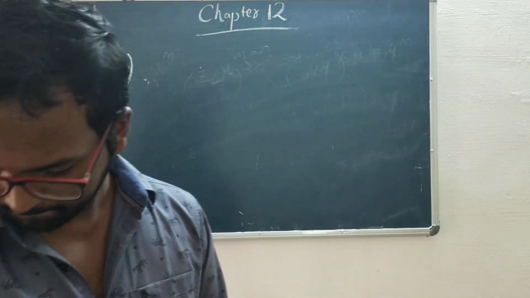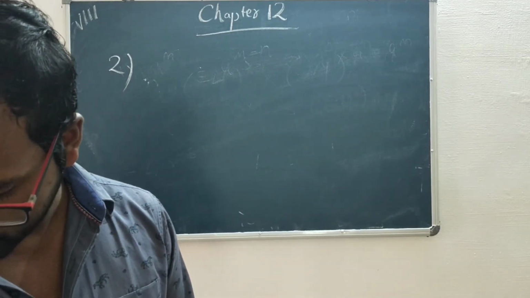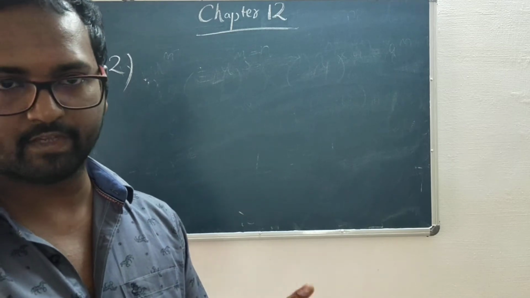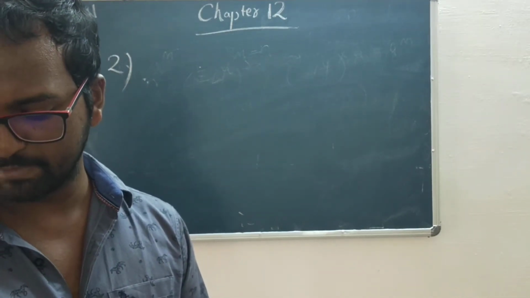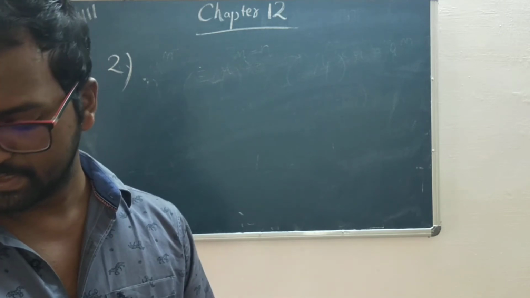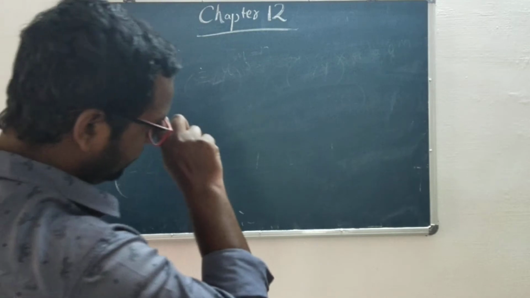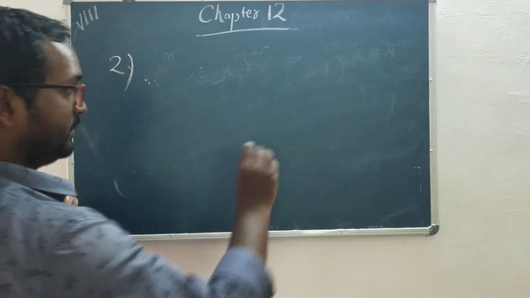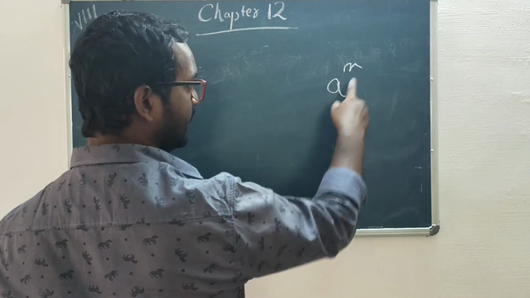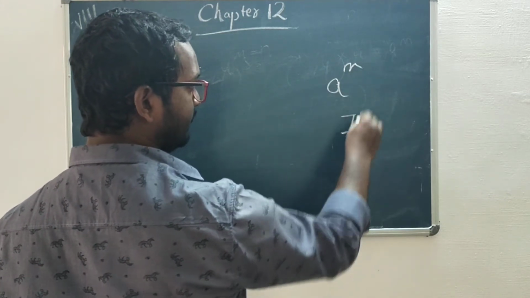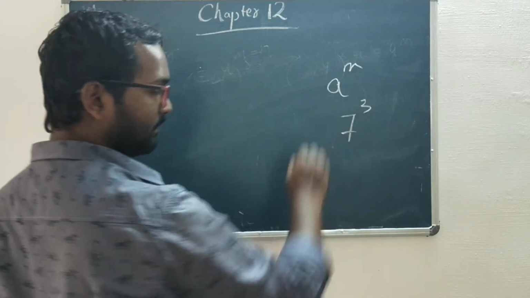Now look at the question number 2 of example 2, it is homework for you. Try it on your own. Now look at example 3, which says express 4 to the power minus 3 as power with base 2. Okay, I already explained what is base. If I put a power n, here the base is a and power is n. Like 7 power 3, 7 is base, 3 is power.